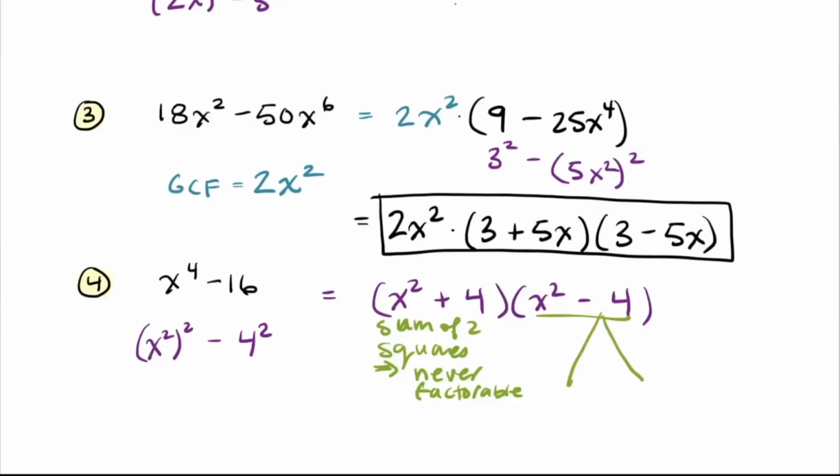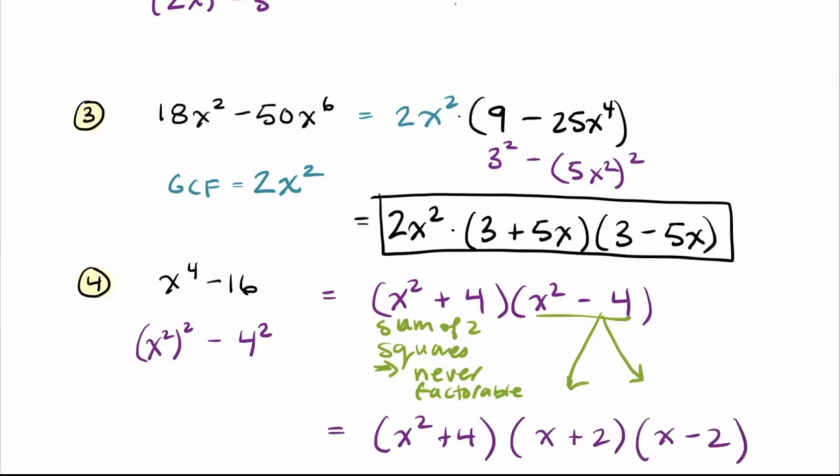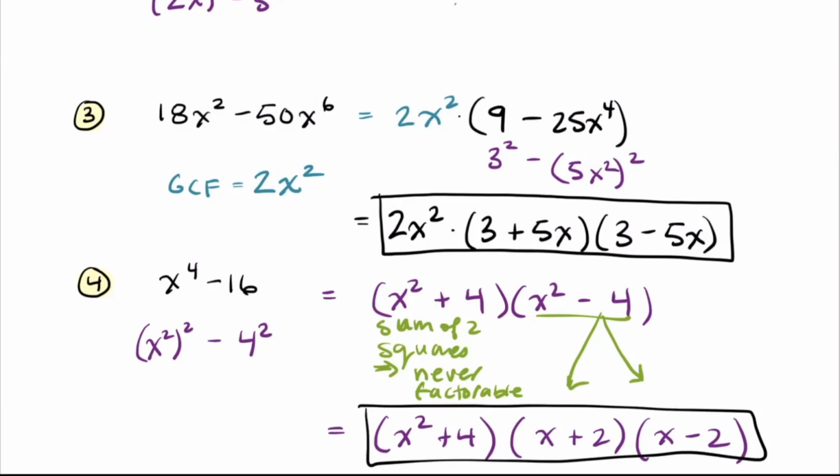So this is going to be split up further, but in our factorization, the x squared plus 4 is just at its simplest terms. But x squared minus 4 will become x plus 2 times x minus 2. Right, and then once we get into x to the first, that's as far as we can go. So here's our fully factorized form of x to the fourth minus 16.